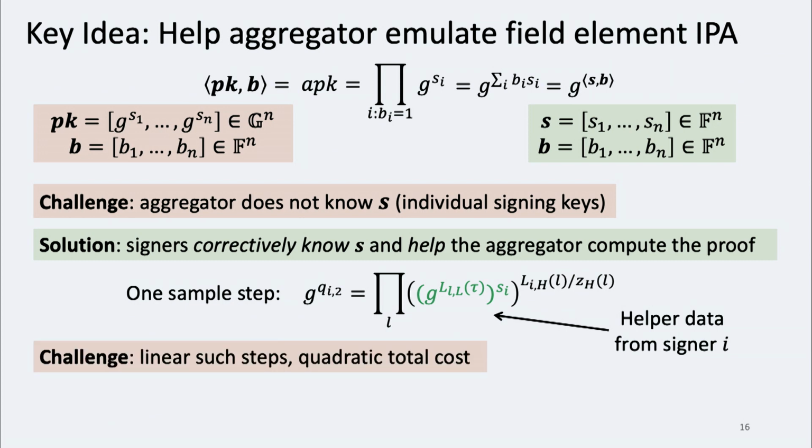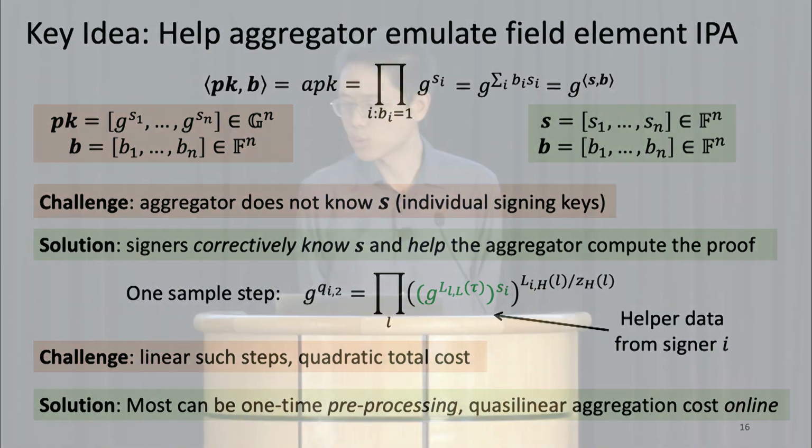I think one remaining problem is that we have linear such steps, and each one requires linear computation, so that would have been a quadratic total cost. But it turns out we can find a way to make most of these quadratic costs a one-time pre-processing, and have the online aggregation cost be quasi-linear, again, n log n. All right, so that would be our final scheme.